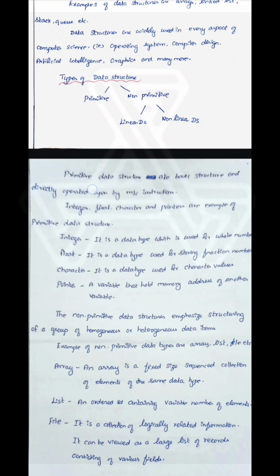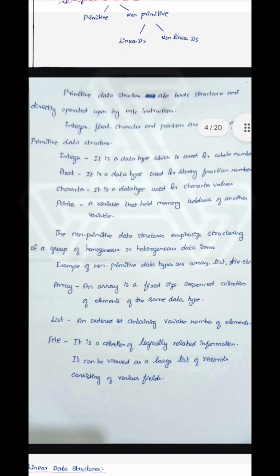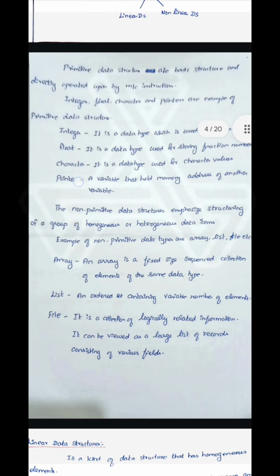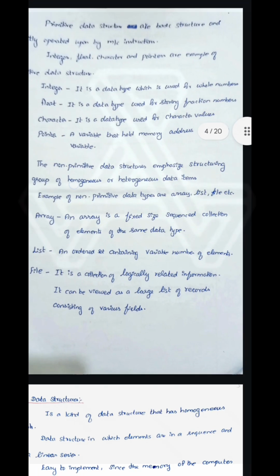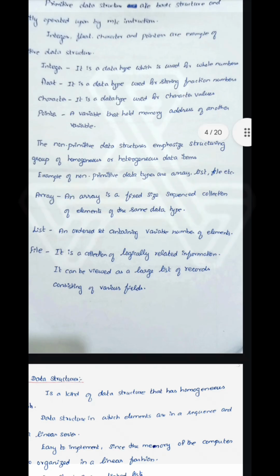Types of data structures are primitive, non-primitive, linear, and non-linear. Primitive data structures are the basic data structures that are directly operated upon by machine instructions. Integer, float, character, and pointers are examples of primitive. Integer is a data type for whole numbers. Float is a data type storing fractional numbers. Character is a data type. A pointer is a variable that holds the address of another variable.